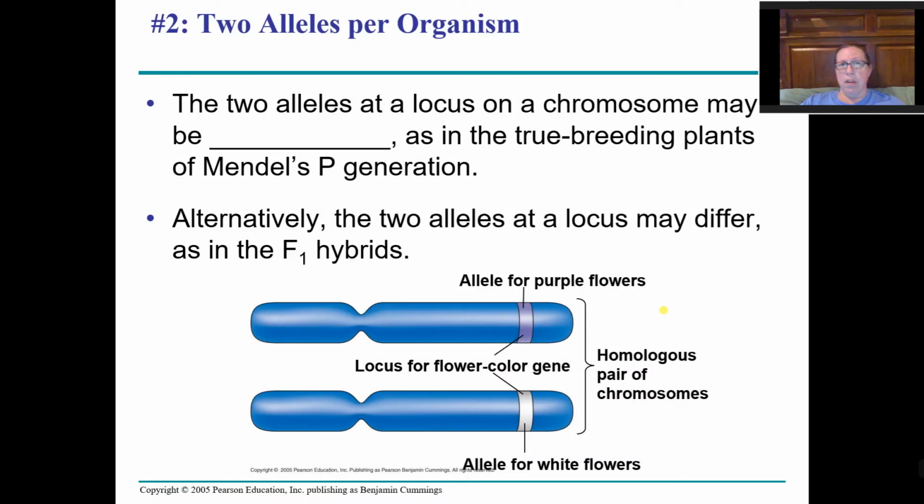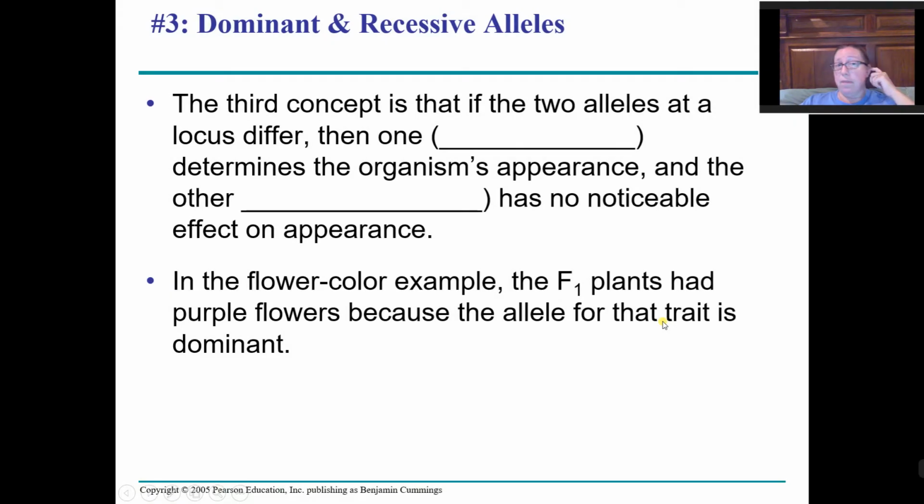Okay, so moving on, and you already know this, that there are 2 alleles per organism, right? So in this case, the 2 alleles at a locus on a chromosome may be homozygous, right? They might be the same, or they might be different. So this is not telling you anything different than I didn't already say.